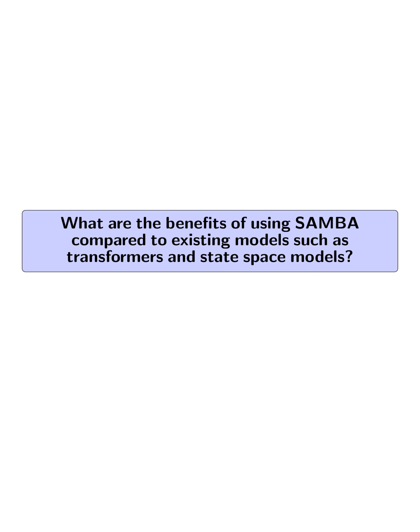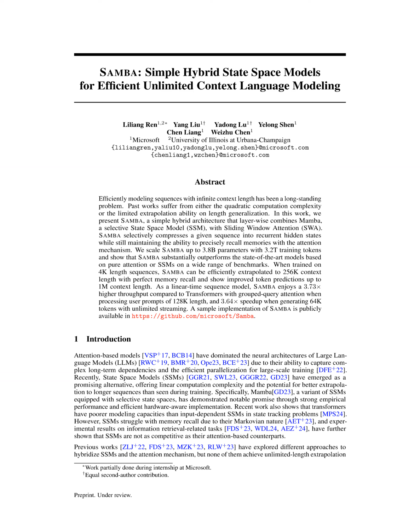What are the benefits of using SAMBA compared to existing models such as transformers and state space models? SAMBA offers several benefits compared to existing models such as transformers and state space models. Firstly, SAMBA harmonizes the strengths of state space models, SSMs, and attention-based models, providing unlimited sequence length extrapolation with linear time complexity. This allows SAMBA to capture both long-term dependencies efficiently and model complex, non-Markovian dependencies effectively.